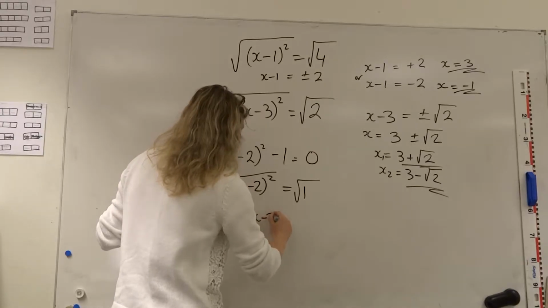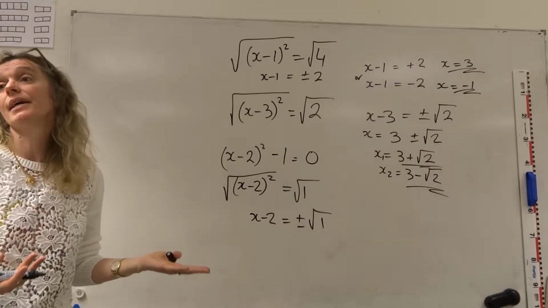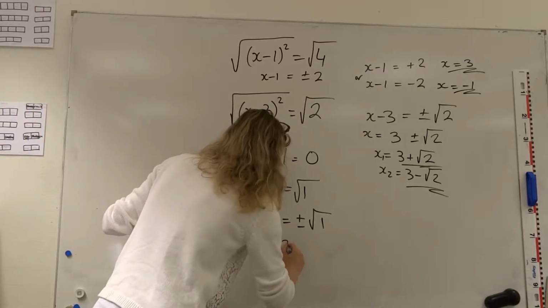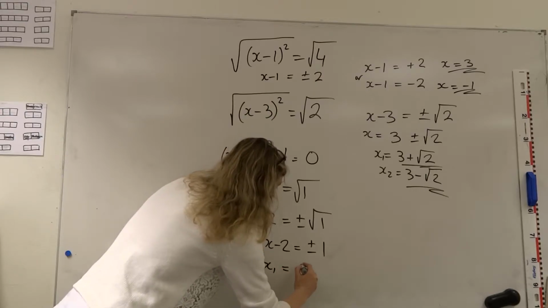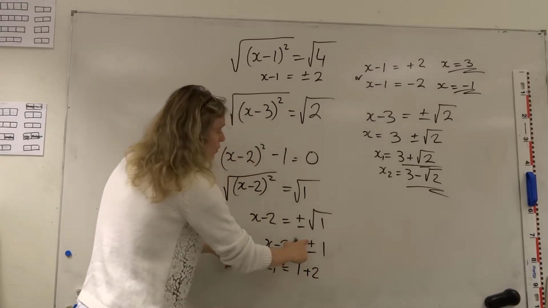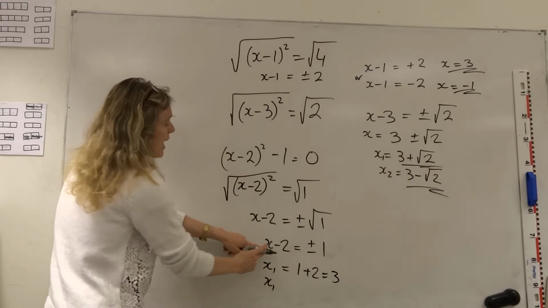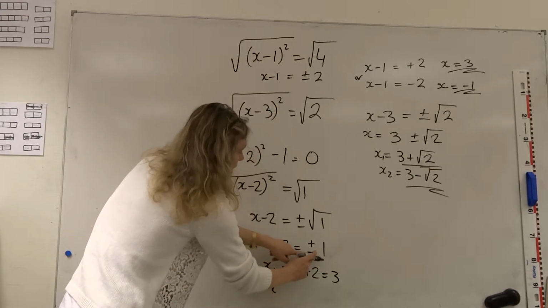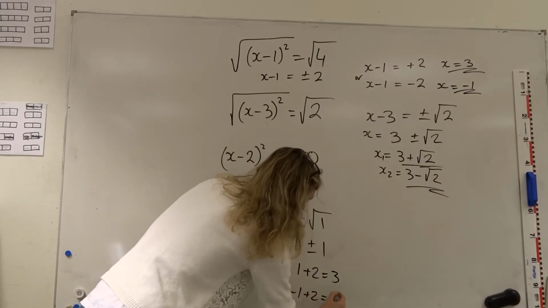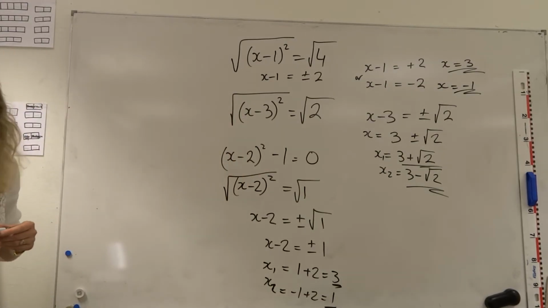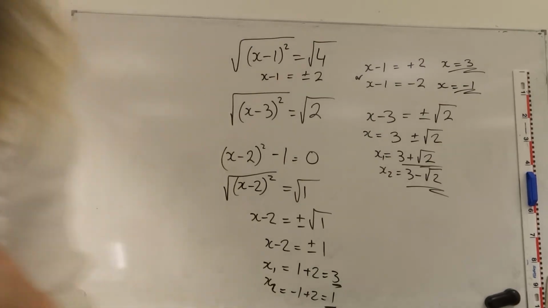We then get x - 2 equals plus or minus the square root of 1. The square root of 1 is nice and easy because it's 1. So we get that x - 2 equals +1 or -1. So x1 is going to equal 1 plus 2, which is 3. And the other value of x, x2, is going to equal -1 plus 2, which is going to give us +1. So we have two different possibilities there as well, 1 and 3.